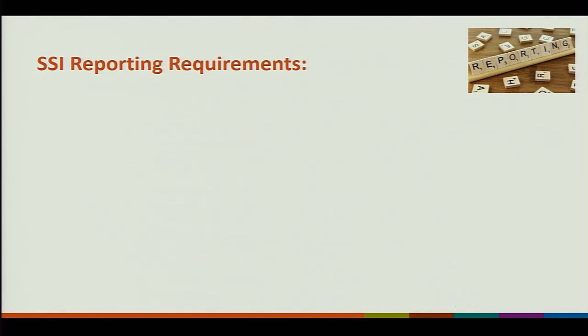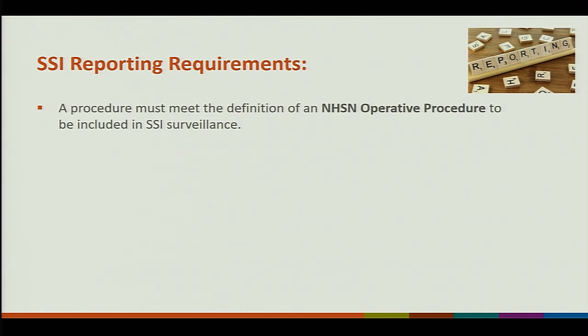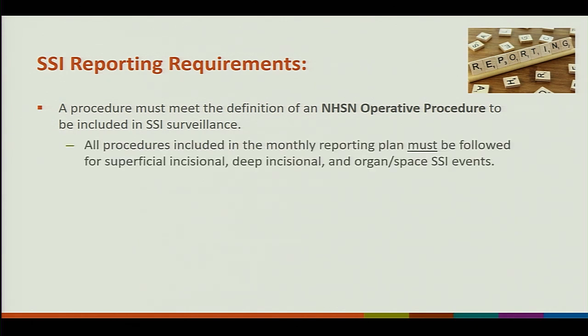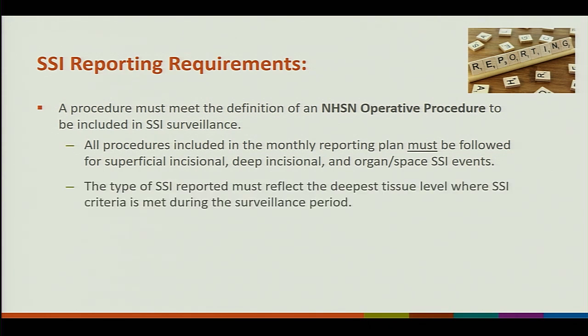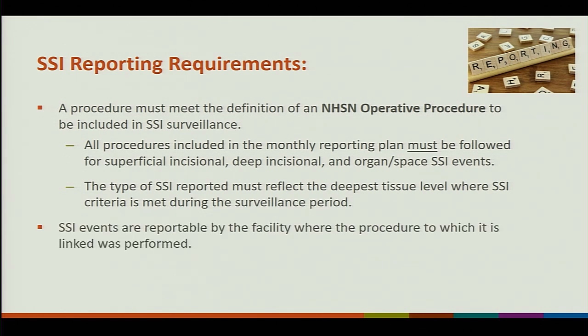Well, let's discuss a few more SSI reporting requirements. It is important to note that a procedure must meet the definition of an NHSN operative procedure to be included in SSI surveillance. All procedures included in the monthly reporting plan must be followed for superficial incisional, deep incisional, and organ space SSI events. The type of SSI reported must reflect the deepest tissue level where SSI criteria is met during the surveillance period. Remember that SSI events are reportable by the facility where the procedure in which it was linked was performed.